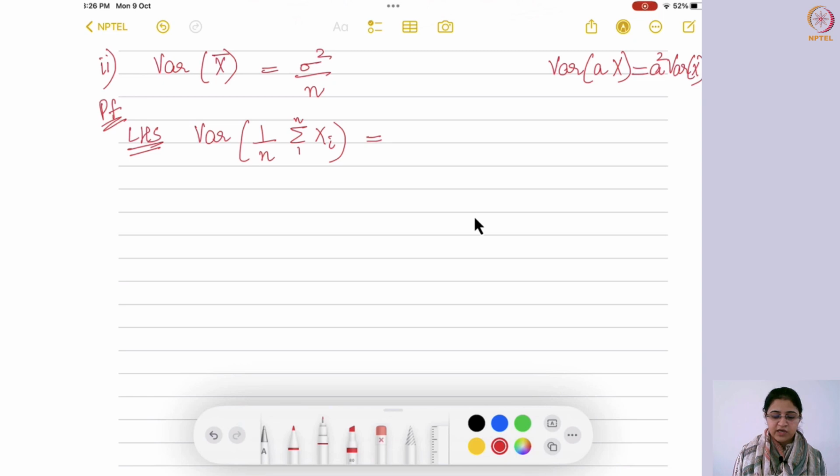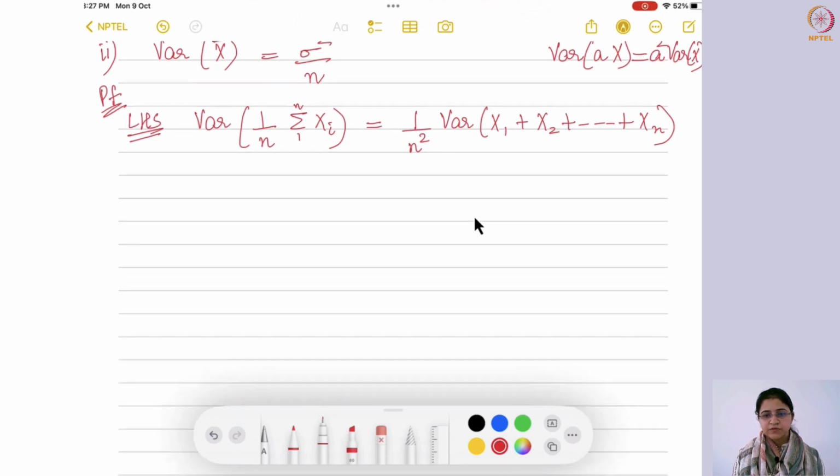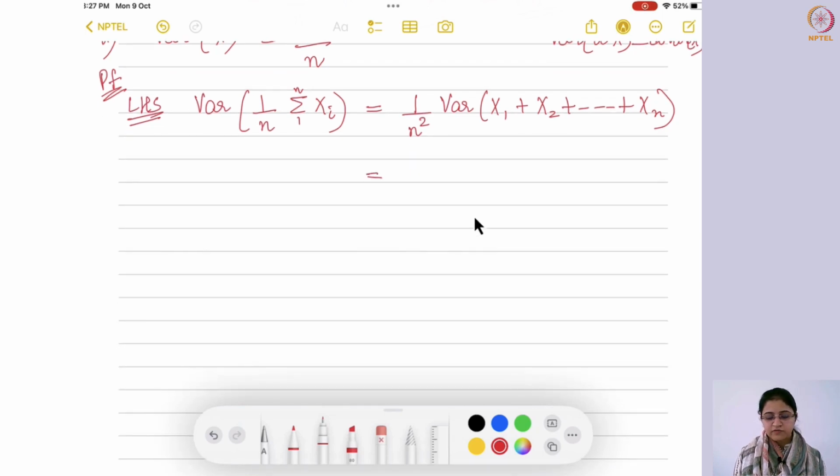So here n is a constant. When you take it outside, then it will become variance, 1 over n square. And again, you will have variance of x1 plus x2 and so on up till xn. Okay. They are independent, so there will be no covariance term. I can take the variance inside. So variance of x1 and so on up till variance of xn we will get.